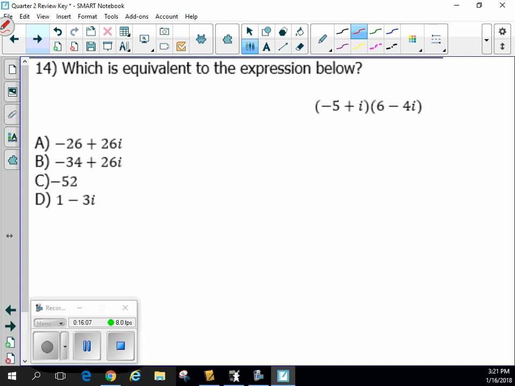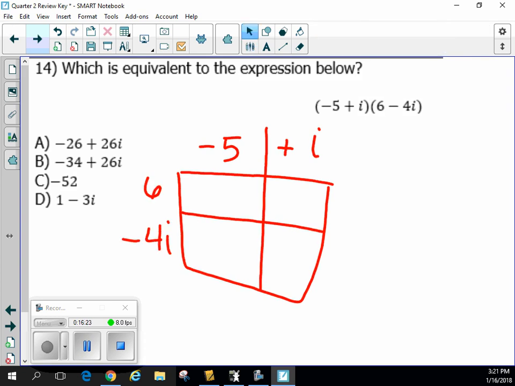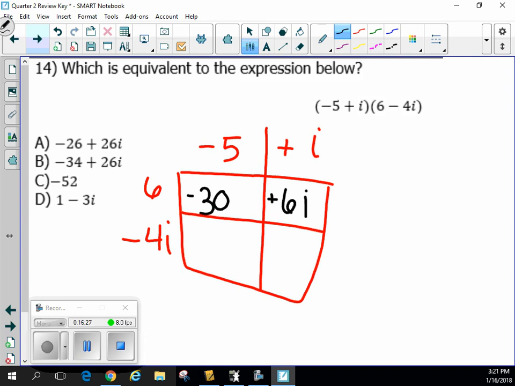Number 14, you have to make your box because you're multiplying these two binomials together. So you have negative 5 plus i. And then on the side here we have minus 4i. So we're going to multiply in. When we multiply in, we get negative 30 plus 6i plus 20i and minus 4i squared.